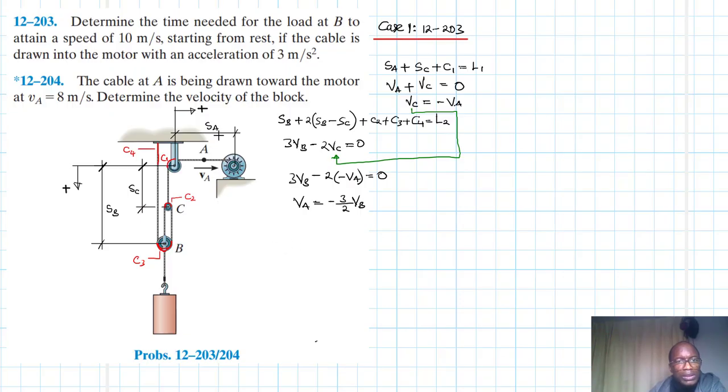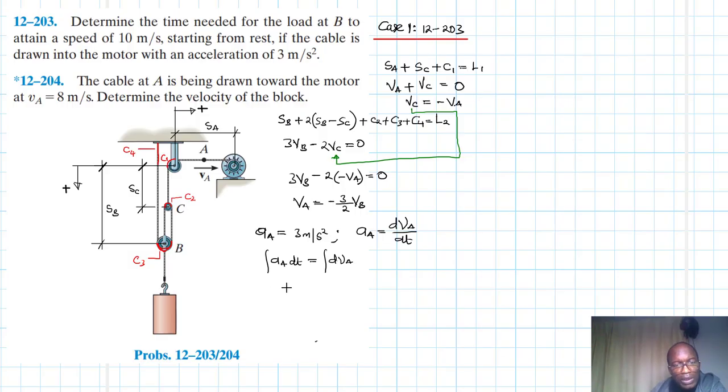We know that our acceleration at A, we've been told, is a_A equal to, in the positive direction, 3 meters per second squared, and we know that a_A itself is just equal to dV_A/dt, so a_A dt is just equal to dV. So integrate both sides like so.